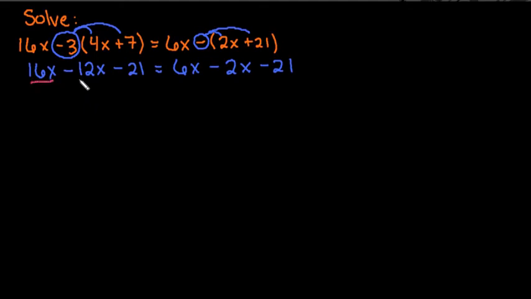So on this side, what we're going to do is we're going to go ahead and subtract the 16x and the 12x. So we're going to simplify it by combining the numbers in front. So 16 minus 12 gives us 4x minus 21. On the other side, we end up with the same thing because 6x minus 2x gives us 4x minus 21.